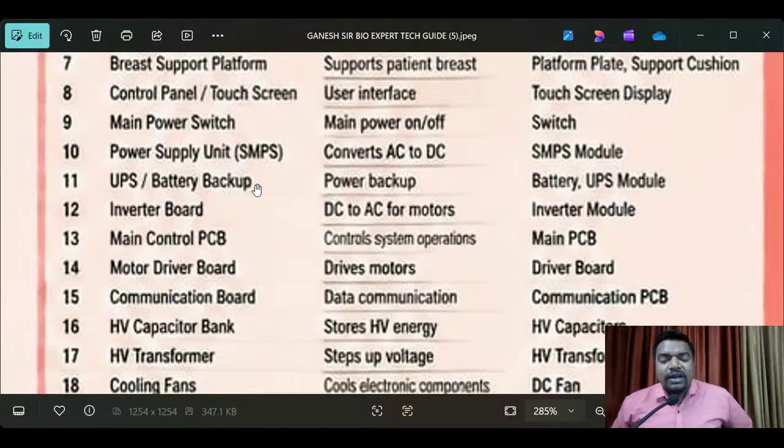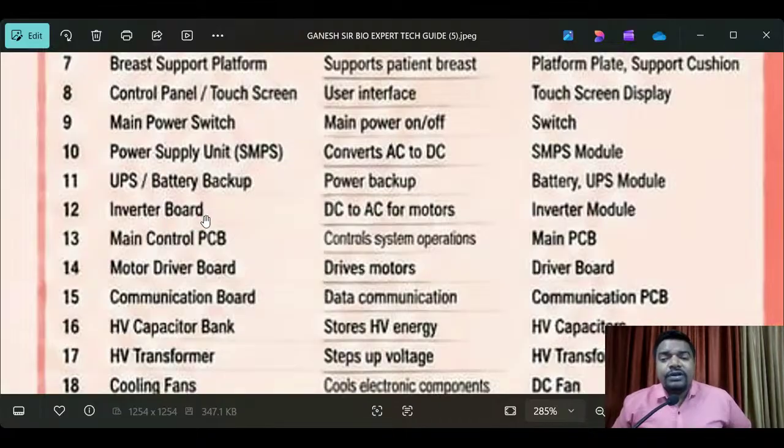UPS purpose, what the functions are, and everything I have provided. I have given the explanation in a complete one to two hour live session, very clearly, on the function of this UPS. Simply, UPS is a battery backup for power backup: whenever the power is gone, it works like real power. Now see here: power backup and batteries, spare part UPS module. Just catch my points. Now the twelfth point here: inverter board.